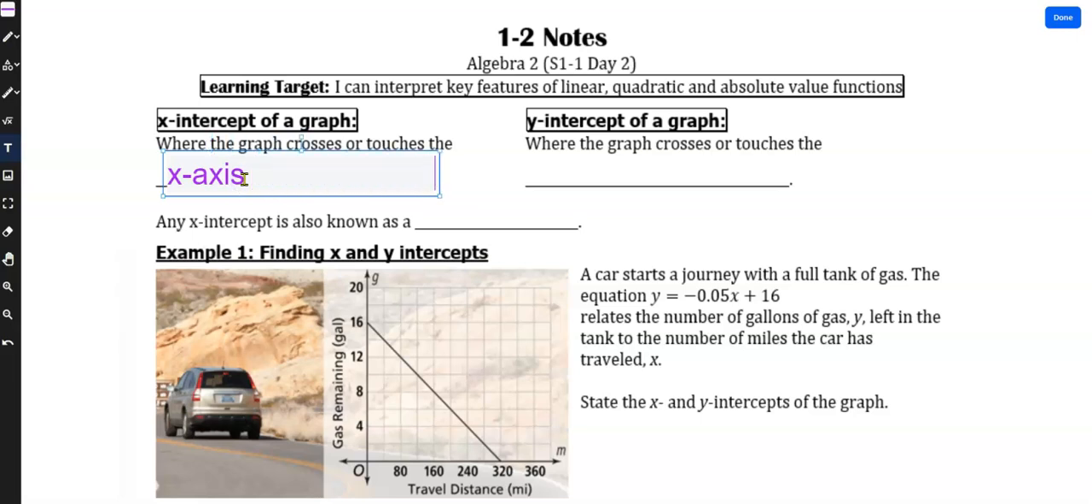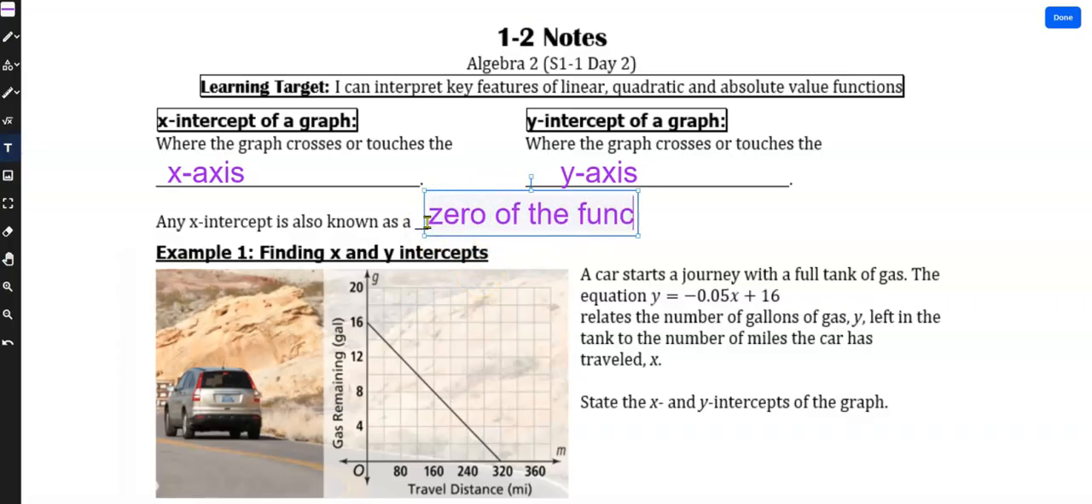And then, of course, over here, we would have the y-axis. So, x-axis, y-axis. Pretty straightforward, right? Where it crosses. Obviously, the x-axis being the horizontal and the y-axis being the vertical. Any x-intercept is also known as a zero of the function. Okay? Key term there is zero. So that's the important term, zero.